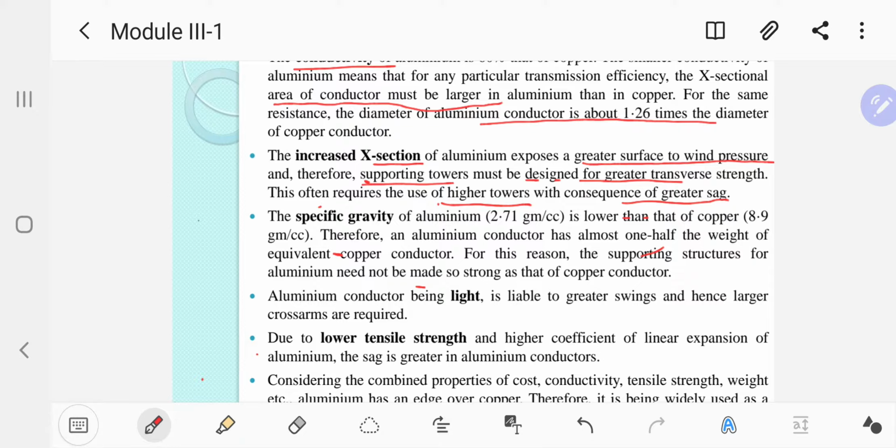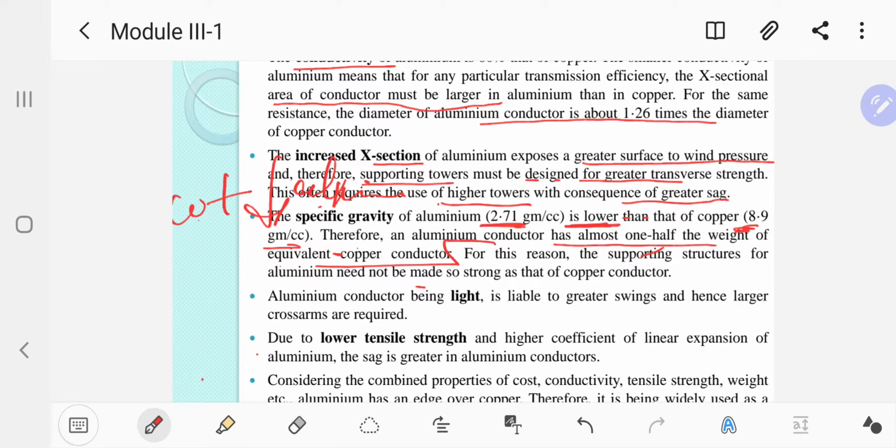Next comes the specific gravity. So what is specific gravity? As we already mentioned, weight to volume. This is very low for aluminium when compared with copper, which means that the weight is less for aluminium. So an aluminium conductor has almost one half of the weight of a copper conductor. That is good for some reasons, but still it has some disadvantages.